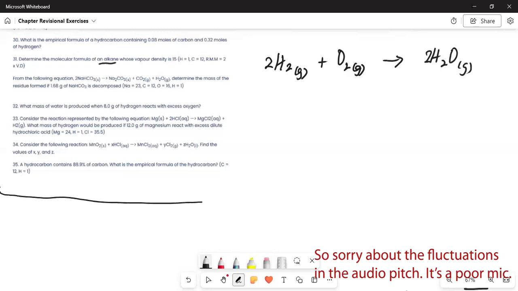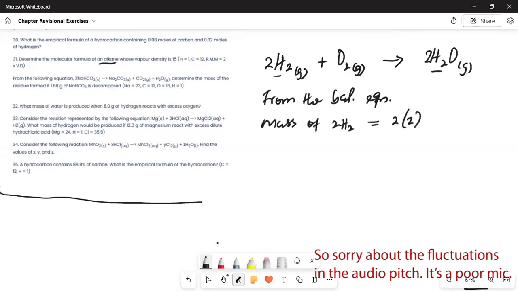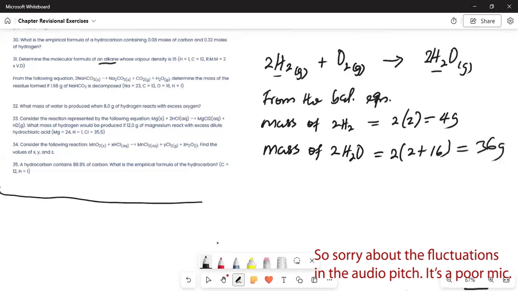So the question borders on hydrogen and water. From this balanced equation, the mass of 2H2, that is 2 moles of hydrogen, is 2 times the relative atomic mass of hydrogen, which is 1, but there are 2 atoms there. Then multiply by these 2, which is 4 grams. Then the mass of 2 moles of water formed: 2 times 2 plus 16. 2 for hydrogen, because 1 atom of hydrogen is 1, but there are 2 there. Then oxygen 16. That is 2 plus 16, 18. 18 times 2, 36 grams. So from the balanced equation, 4 grams of hydrogen gives 36 grams of water. What would 8 grams give?